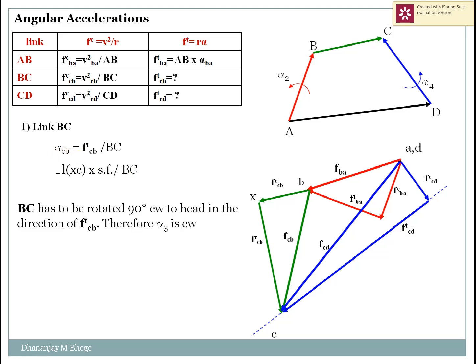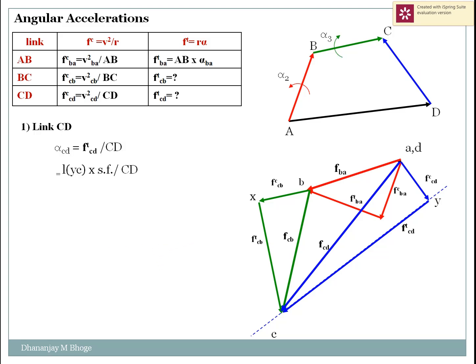Now what about its direction? You can see this vector XC. Tangential acceleration of C relative to B is pointing in downward direction. We'll go to that link BC. Tangential acceleration of C relative to B is pointing in downward direction. So angular acceleration of BC is clockwise. Or we can say that we have to rotate the position vector BC about B in clockwise direction through 90 degrees to head in the direction of FTCB. So alpha 3 is clockwise.